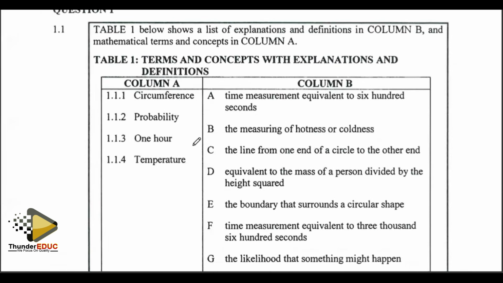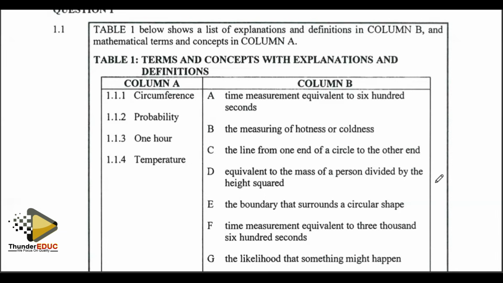Question number 1. The table below shows a list of explanations and definitions, column B, and mathematical terms and concepts in column A. Table 1, the terms and concepts with explanations and definitions. Those who looked at last year's paper can remember this. It was just like this.